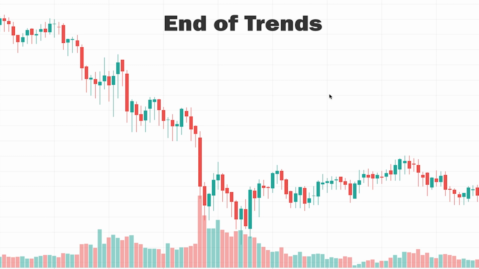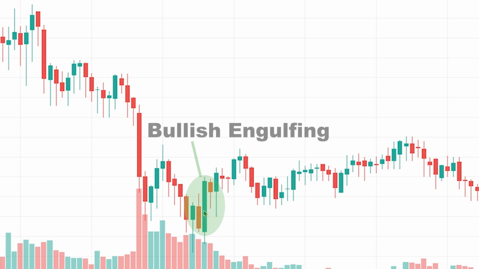Actually, these patterns show that the current trend is weakening, so we can have a reversal after them or a range market. For example, here on this chart you can see that the price is in a downtrend, and here we have a reversal pattern. This is bullish engulfing, and it gives the possibility that the prior trend is weakening, and you can see how the trend stopped and the market went to a trading range.